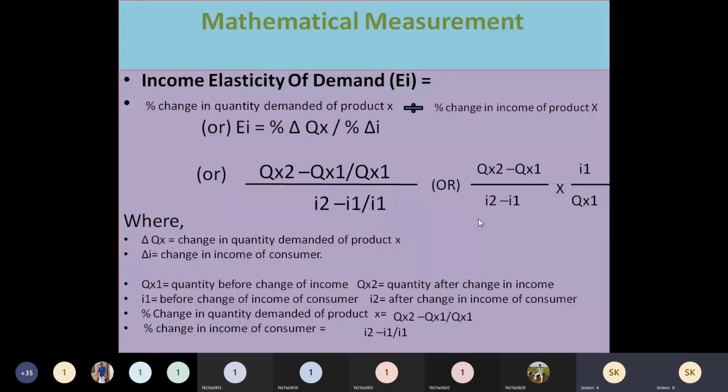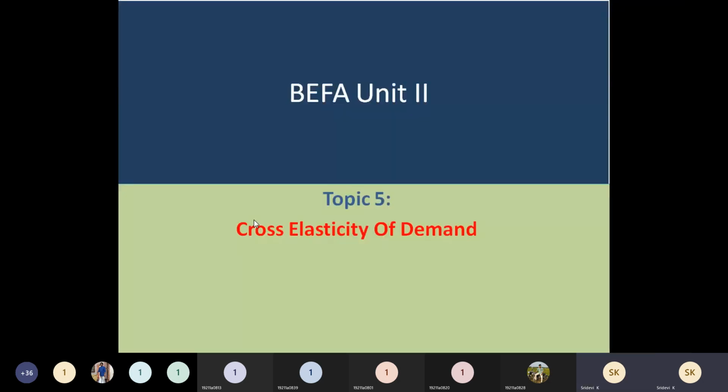Cross elasticity of demand definition. Able to see the screen? Okay, network is slow now. Very slow. Why is this happening? I don't know.